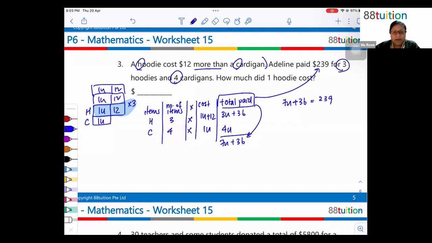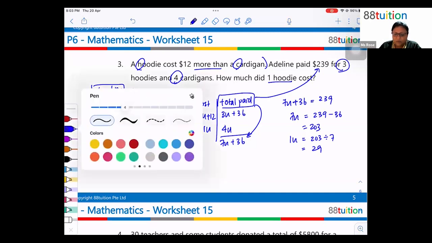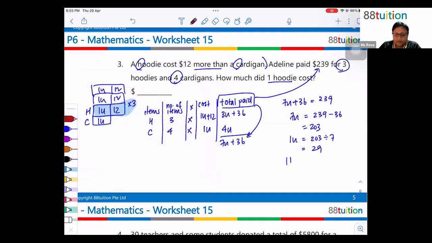So from here, my working will be the same as what Priya did. So my 7 unit will become 239 minus 36 to give me 203. So 1 unit will be 203 divided by 7 to give me 29. Since I'm finding out the cost of the hoodie, the hoodie is actually made up of 1 unit and 12 to give me $41. Okay?